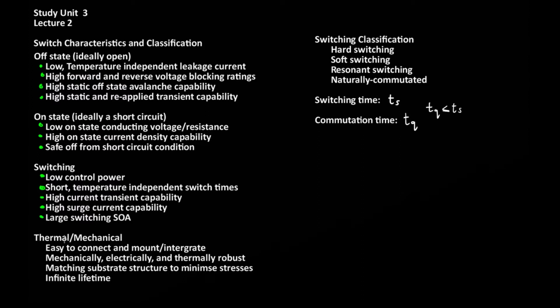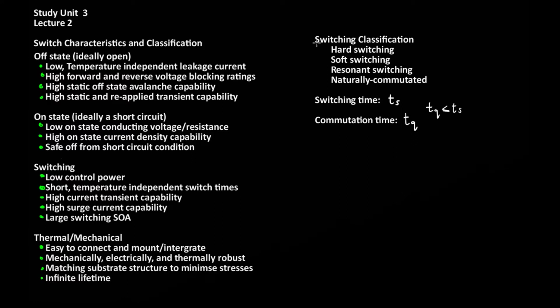From a thermal mechanical point of view, the switch should be easy to connect and easy to mount and integrate with other parts in the system. A good switch will be mechanically, electrically, and thermally robust, with very little drift as the switch changes mechanically under different electrical conditions and under different thermal conditions. The switch should have a matching substrate structure to minimize stresses. What this simply means is that the switch should have a good internal structure so that the stresses between substrates are not significant. Finally, the ideal switch will have an infinite lifetime and never degrade over time.